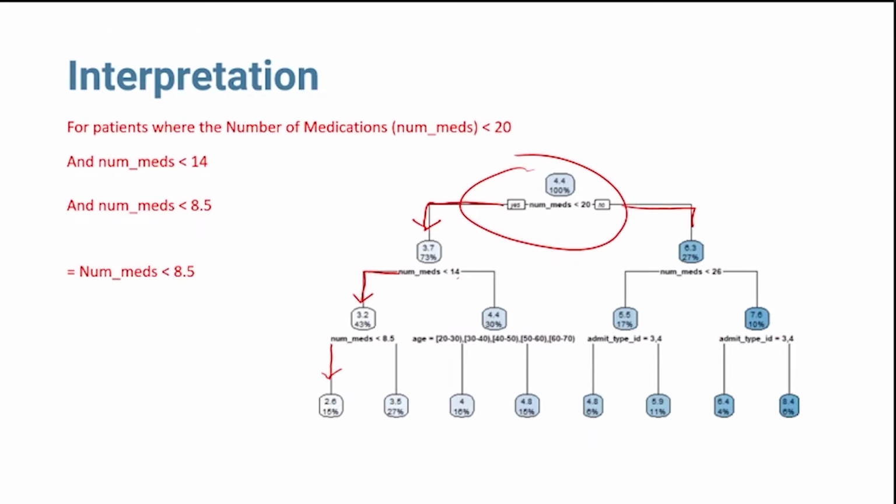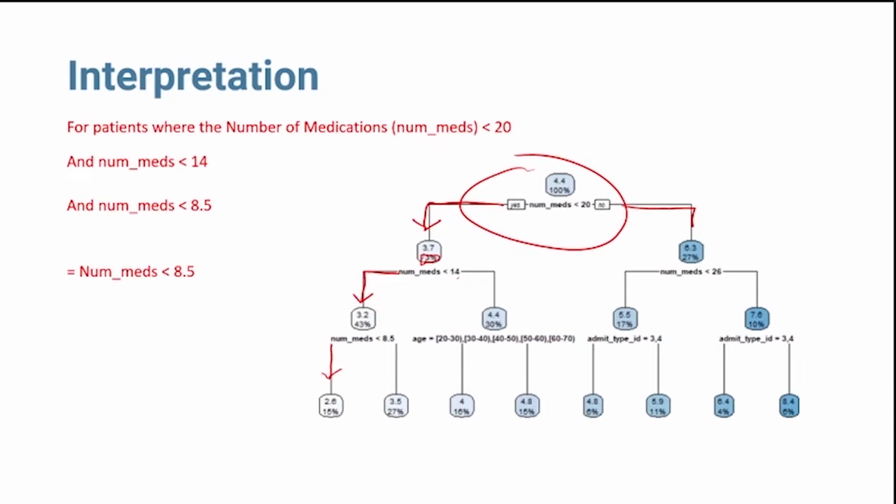So you next need to interpret this tree. This works by first asking, does the patient have fewer than 20 medications? If yes, that represents 73% of the data. The average value of the target is 3.7. Then it asks, is the number of meds less than or equal to 14? If yes, then the predicted value is 3.2. And then it asks, is the number of meds less than 8.5? And if yes, the value is 2.6.